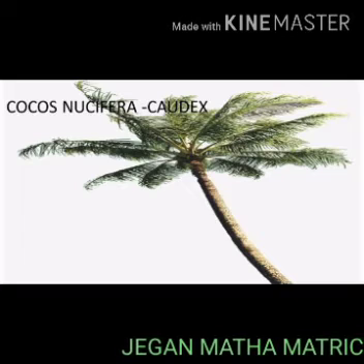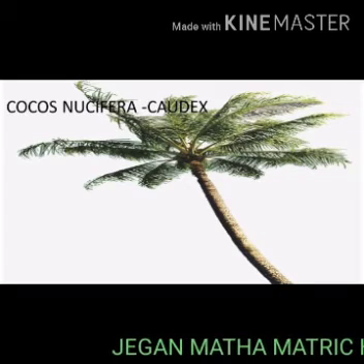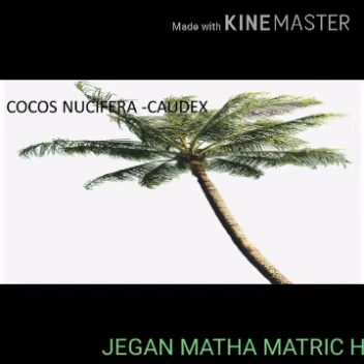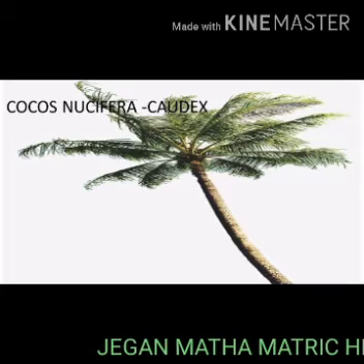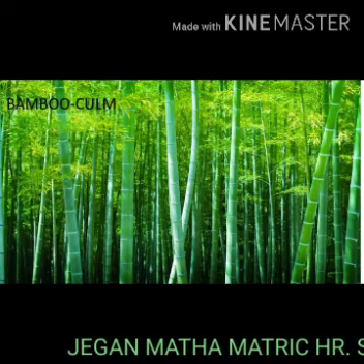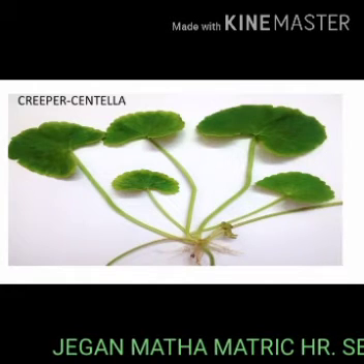Caudex. It is an unbranched, stout, cylindrical stem marked with scars of fallen leaves. Example, Cocos nucifera. The last one is clump. Erect stems with distinct nodes and usually hollow internodes, clasped by leaf sheath. Example, bamboo. Now we are going to see about modification of stems.